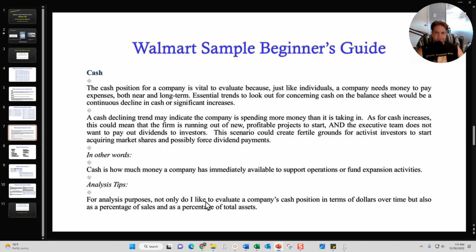Further, I identify important line items within the balance sheet. I'll explain what that line item means, give you the explanation in layman's terms, and then finally provide you all with some analysis tips for that important line item as to what to look for when analyzing it.